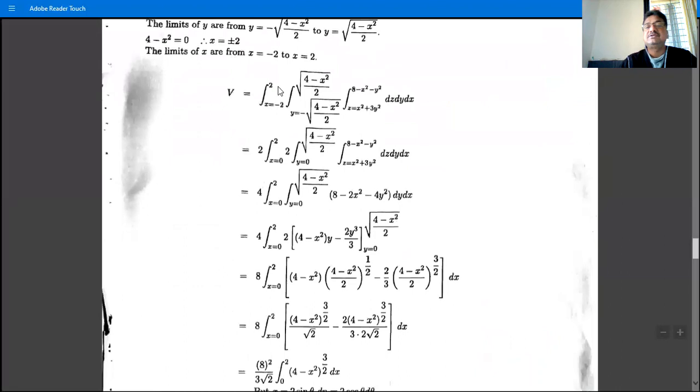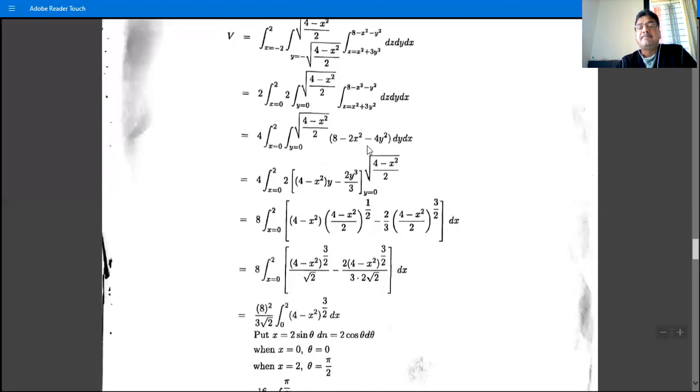This is the sequence, because the limit of z is in terms of two variables, the limit of y is in one variable, and the limit of x is constant, so we integrate lastly with respect to x. Minus a to a becomes 2 times 0 to a, and minus 2 to 2 is again 2 times 0 to 2, so 2 into 2 is 4. The integration of 1 dz is z, then value at the upper limit minus value at the lower limit. We have this answer.